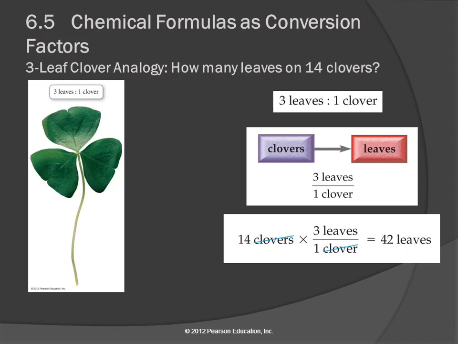You could see it. This is how it works out with the units. There are 3 leaves on one clover. I have 14 clovers. If I multiply by 3 leaves per clover, I come up with 42 leaves. It would be silly to divide by 3, wouldn't it? That wouldn't make any sense. We're going to do the same thing with chemical formulas. The formula is going to give us the relationship between number of atoms and molecules.